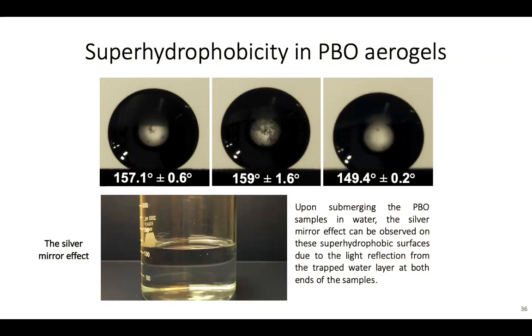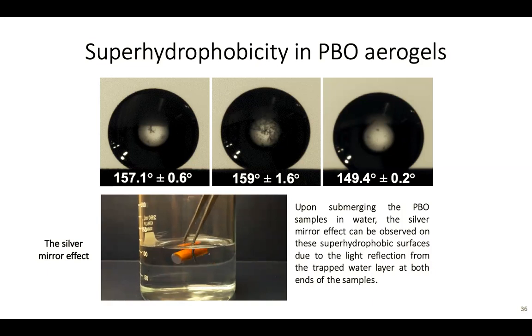Benzoxazine itself has low water retention property. In the form of aerogel, the polybenzoxazine is inherently super hydrophobic. That's why when we put one piece of polybenzoxazine into water, with the two ends sanded, you can see a thin water layer trapped, and you can see a typical mirror effect on these aerogel surfaces. So no surface treatment, only the sanding is happening here.